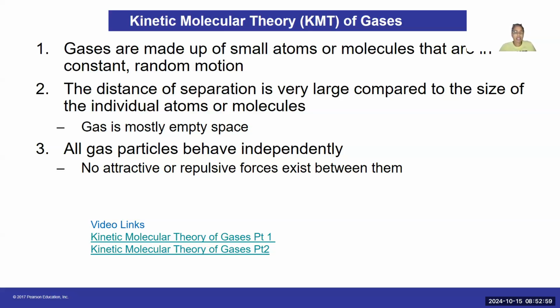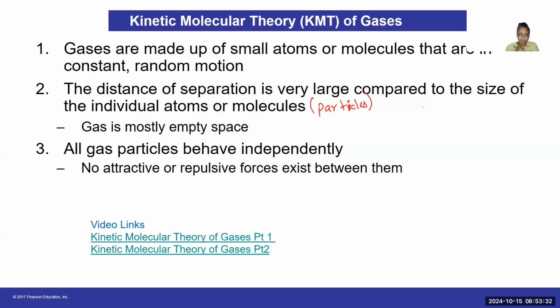Well, the first postulate is that gases are made up of small atoms or molecules that are in constant random motion, meaning that particles of a gas are always going to be in rapid random motion. The distance between these particles is very large compared to the size of the individual atoms or molecules. When we're talking about atoms or molecules, I'm going to say particles, because it can represent either atoms or molecules.